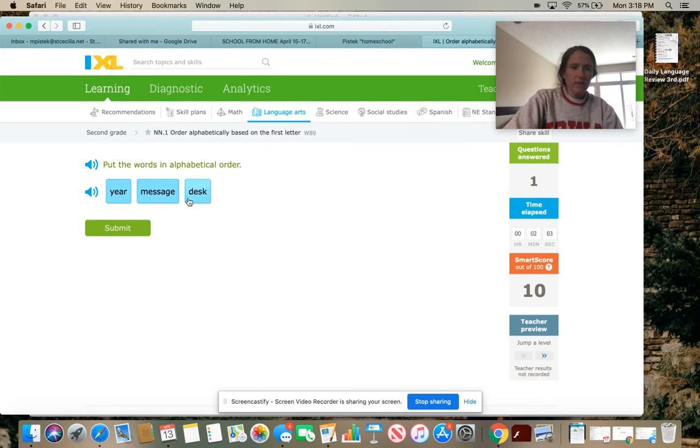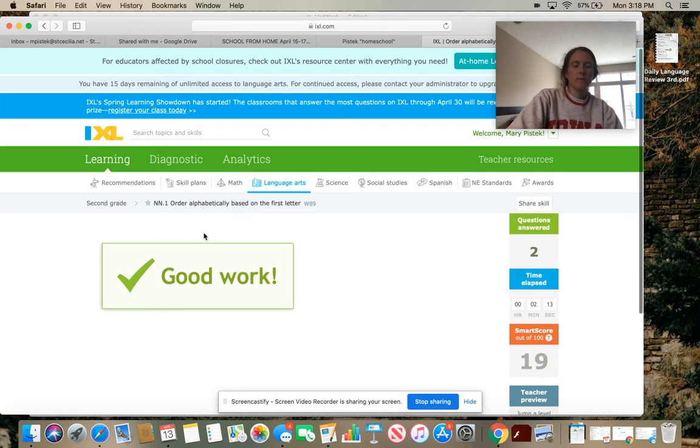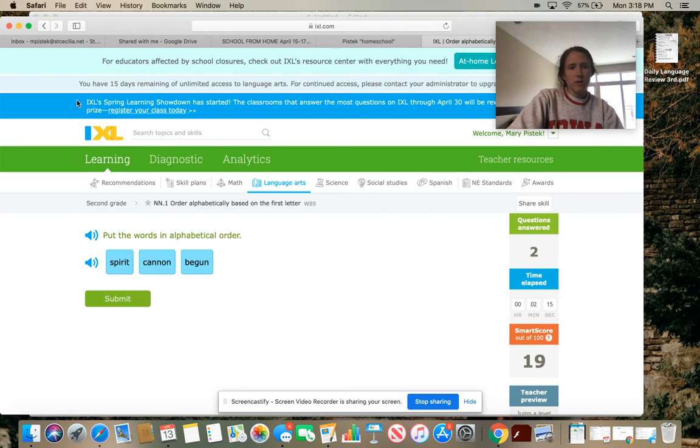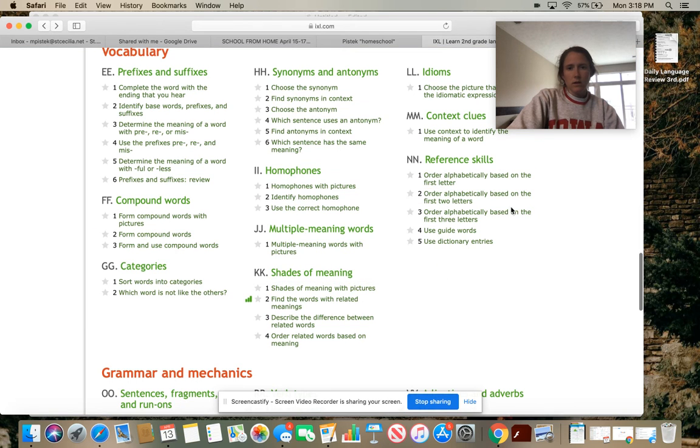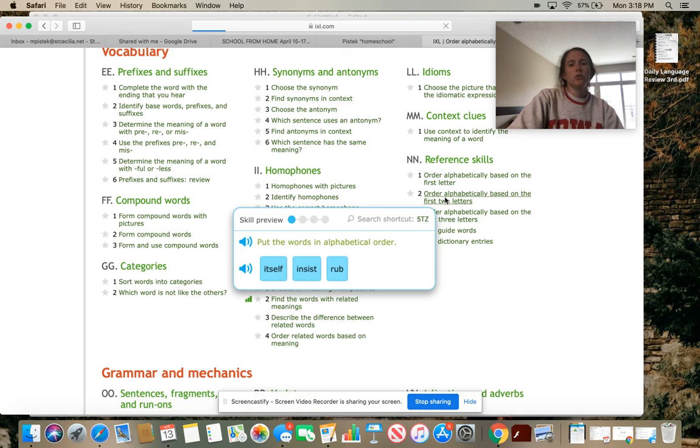So I have year, message, and desk. Well, I know that D comes before Y and M. I know that year would come last because Y is the second to last letter of the alphabet and M would be in the middle. So that would be NN1. And now let's look at NN2.